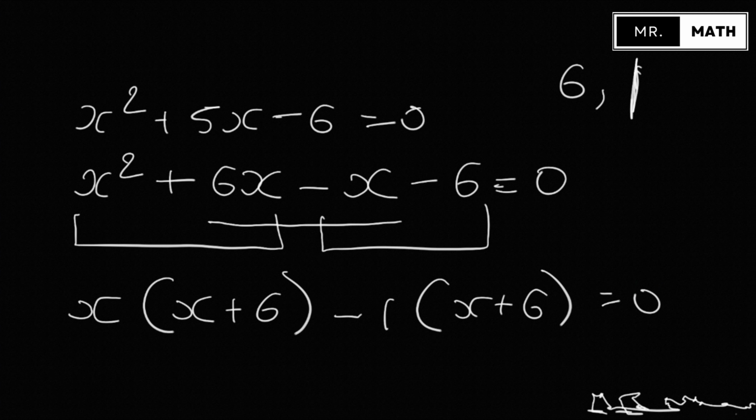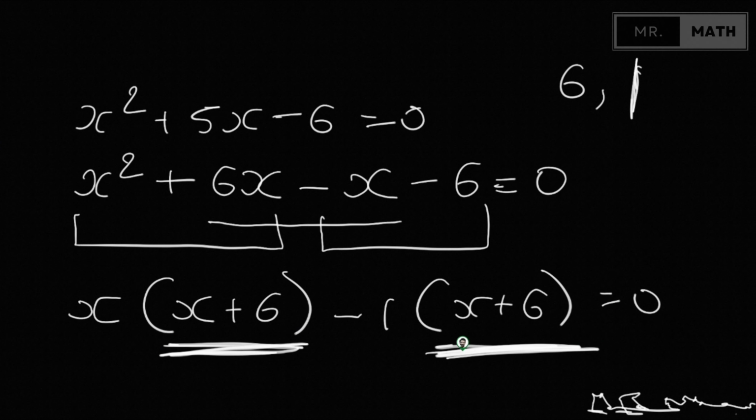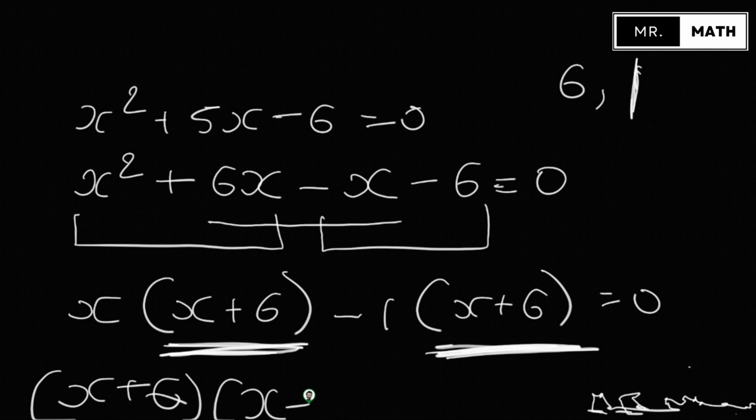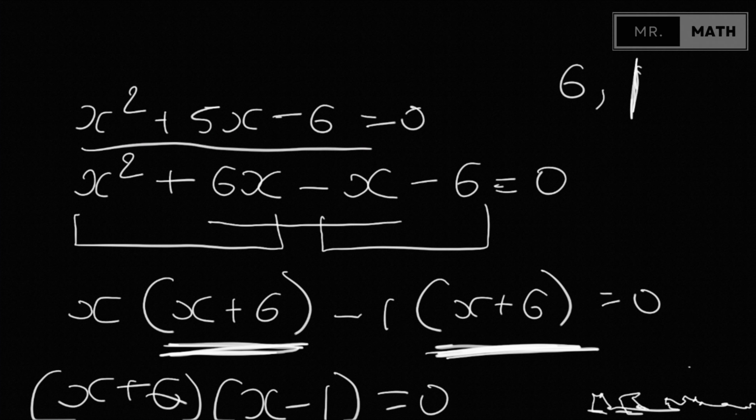So, both are the same, right? This is what I wanted to get, so I made the factors 6 and 1, right? So now x plus 6 is also common in both. So now from this we have arrived at this, right? x plus 6 and x minus 1.